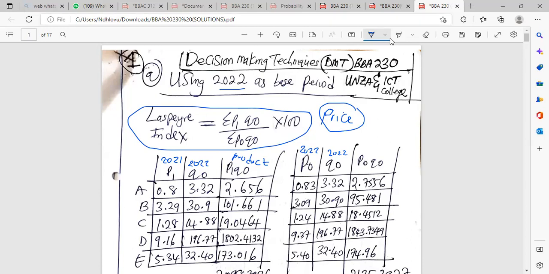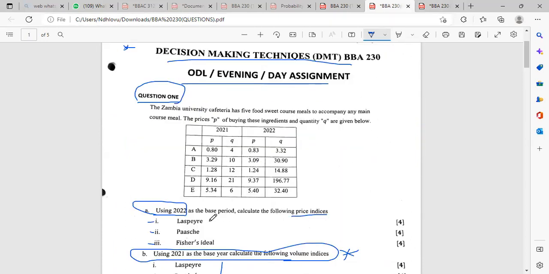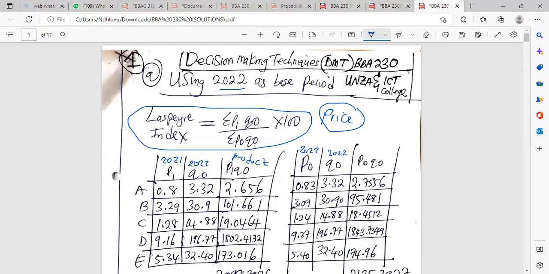All right, that is when you're answering question 1A, for as long as you take into consideration that 2022 is the base period, meaning that the quantities for 2022 are the Q0 and the prices for 2022 are the P0. Then, when finding the prices, this is the formula to use for the price index.